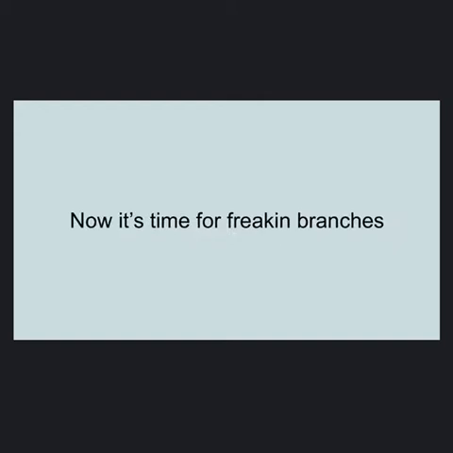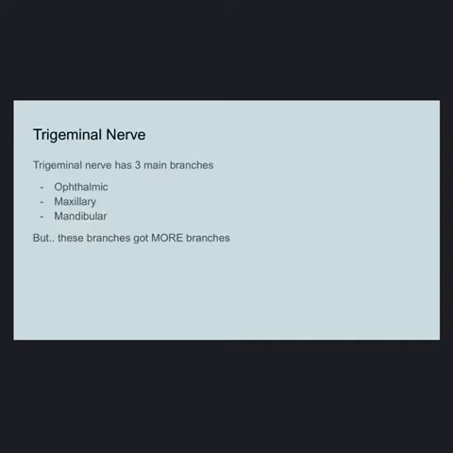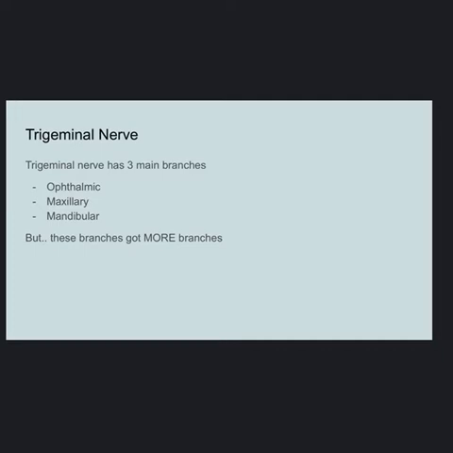Now we're going to get started with these branches. I'm going to try and break it down to make it a little bit more simple because I know it's a lot that we learned in just a day. So what we're going to be talking about is the three branches of the trigeminal nerve. Even though the trigeminal nerve has three main branches, these three main branches have their own branches which we have to know. So the three main branches is the ophthalmic, the maxillary, and the mandibular.